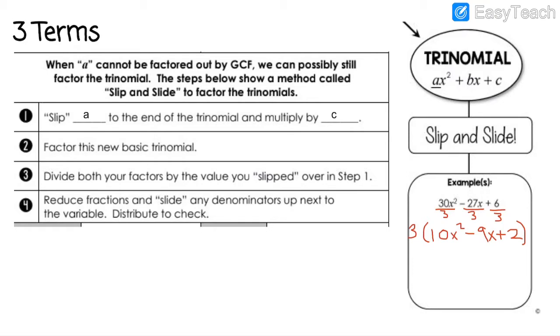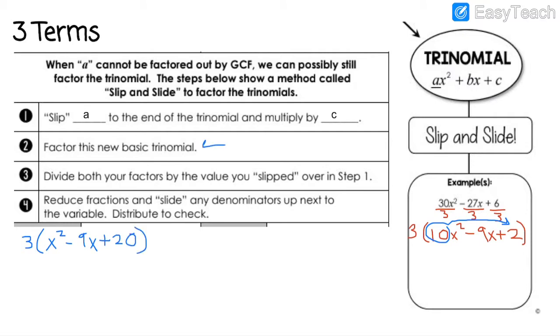Alright, so now we need to do step 1. Slip a to the end and multiply it by c. So my a value is this 10. We're going to take the 10 to the end and multiply it by 2. So we come over here to the side to work so I don't run out of room. So on the inside, I'm now going to have x squared minus 9x plus 20.